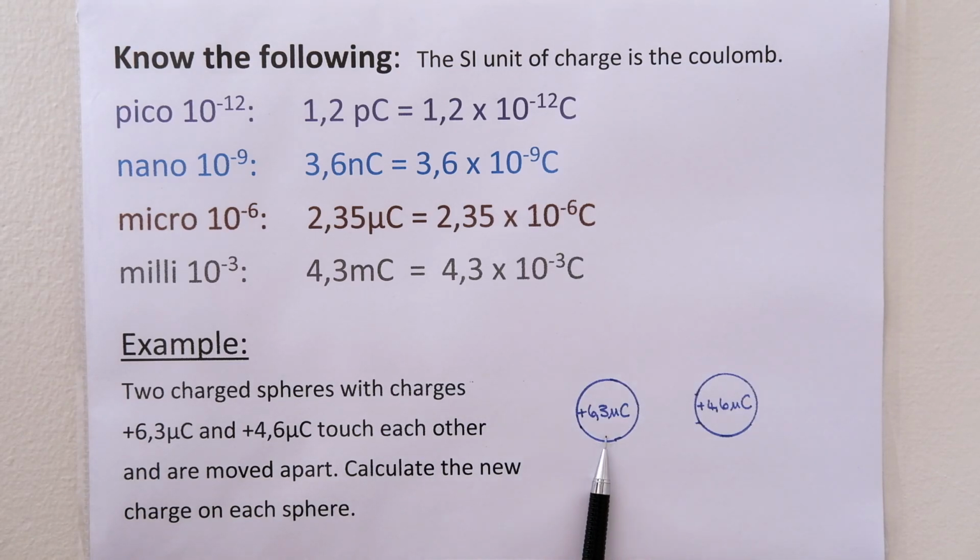The sphere on the left is more positive than the sphere on the right. That means that this one has lost more electrons than that one. If a sphere is negatively charged, it means that it has more electrons than protons. These have both got more protons than electrons, so they have lost electrons. This one has lost more electrons, so our transfer of electrons will be from the one on the right-hand side to the one on the left-hand side, because this one is less positive than that one.